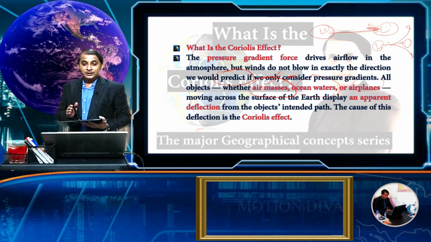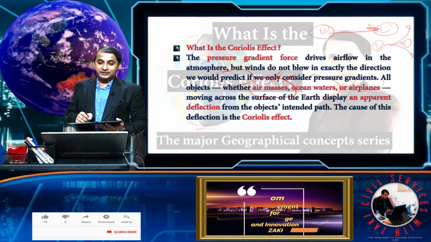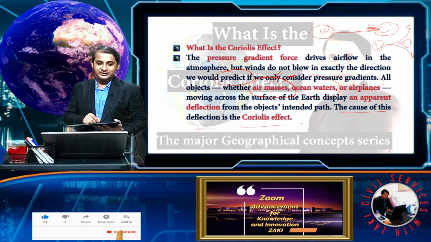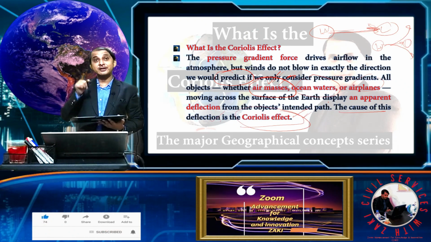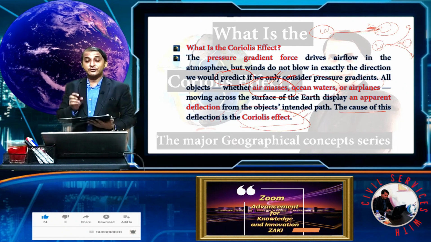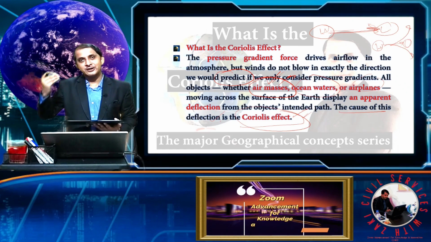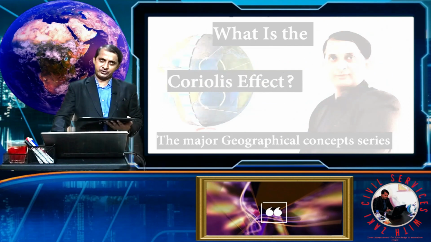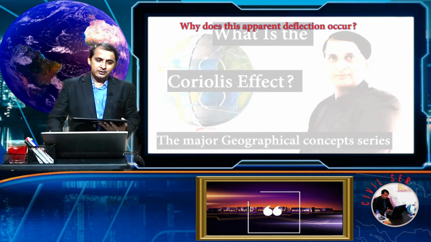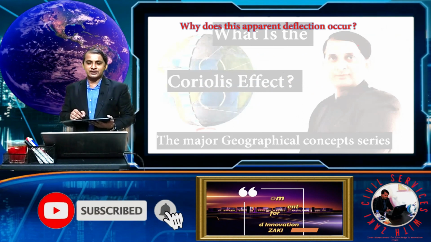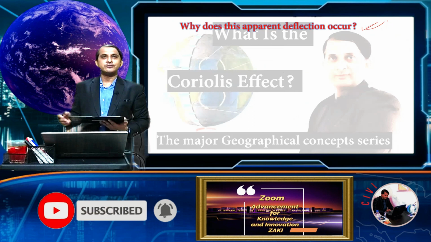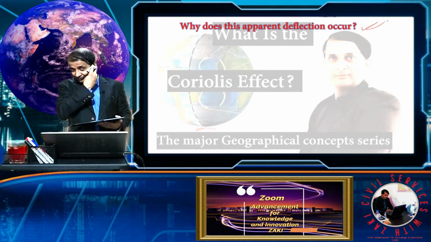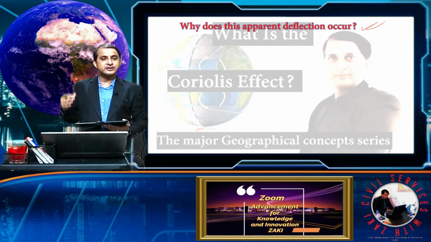Why is this object deflected? Because this deflection is due to the Coriolis force. So this is the Coriolis force, and that's why the object deflects. So let's understand the Coriolis force step by step. Why does this apparent deflection occur?